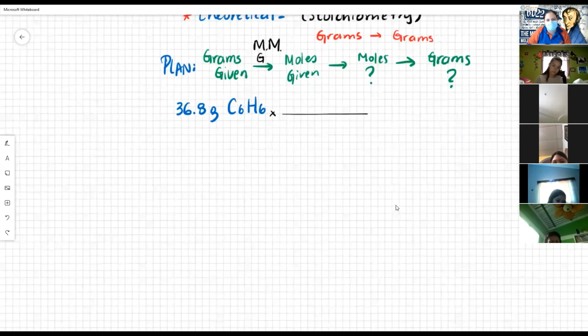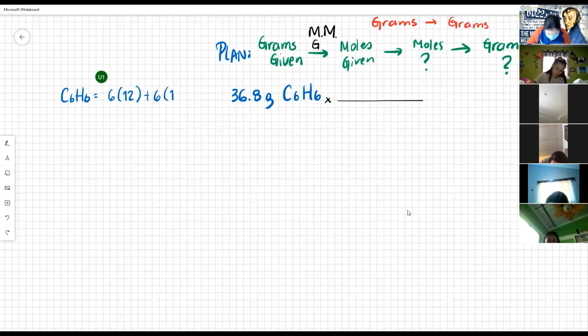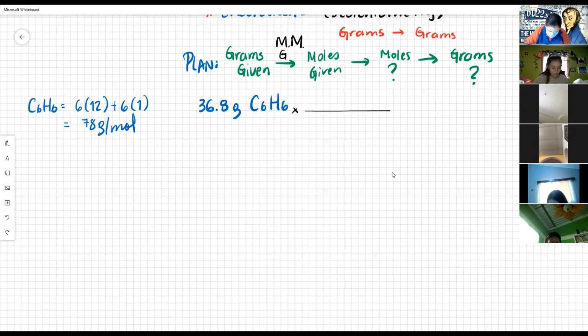What is the molar mass of benzene? Okay, so C6H6, the molar mass is 6 times 12 plus 6 times 1. This gives me 78 grams per mole. So I'm going to write the molar mass as a conversion factor.